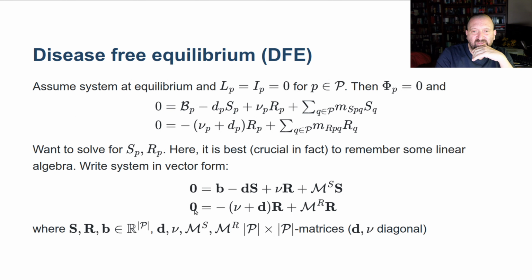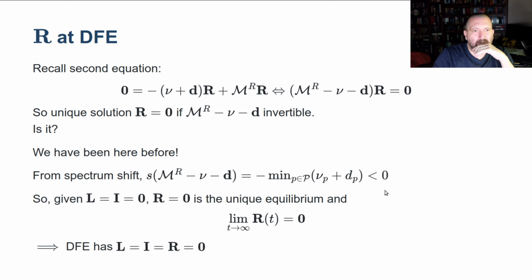So let's first look at the second equation here. The second equation looks like so, and at the disease-free equilibrium, I must have this equality. Of course, I factor out R, and so I get that this must be true. There's going to be a unique solution, R equals 0, the vector of zeros, if this matrix is invertible. Is it? Well, we've done that. Before we were considering the matrix M minus D. Here I'm looking at the matrix MR minus nu minus D.